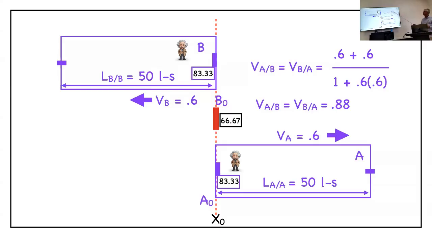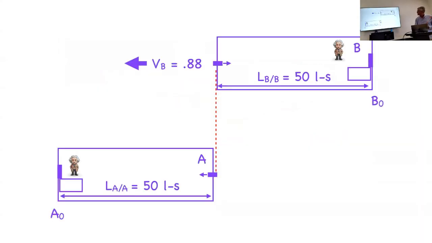And so you add those together, and by itself, that would be 1.2. That's not allowed because that'd be faster than the speed of light. And the correction factor is 1 plus the product of both. Well, that's 0.36. So now you've got 1.2 divided by 1.36. You get 0.88. So their relative velocities are 0.88 c. Okay, and again, we're going to take away the X reference frame.